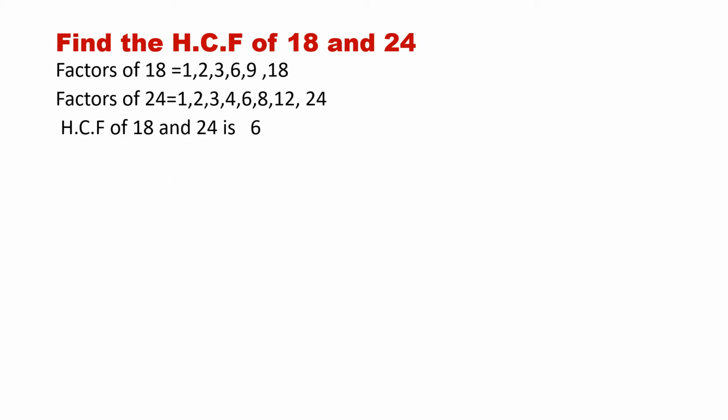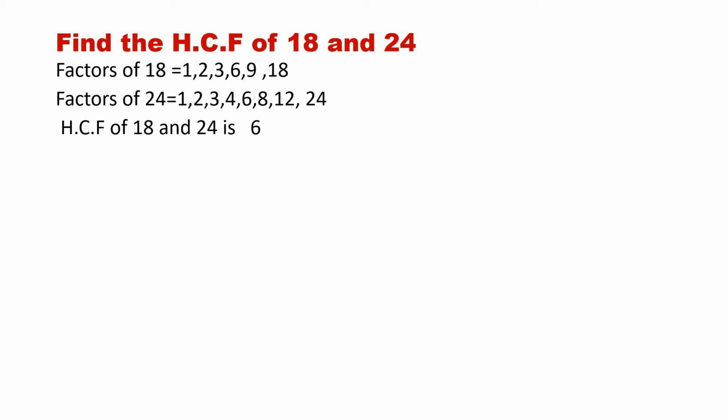Find the HCF. Now, same numbers, 18 and 24. So we are finding the HCF of 18 and 24. What are the factors of 18? The factors of 18 are 1, 2, 3, 6, 9 and 18. You already know how to find out the factors. What are the factors of 24? We have written 1, 2, 3, 4, 6, 8, 12, 24.